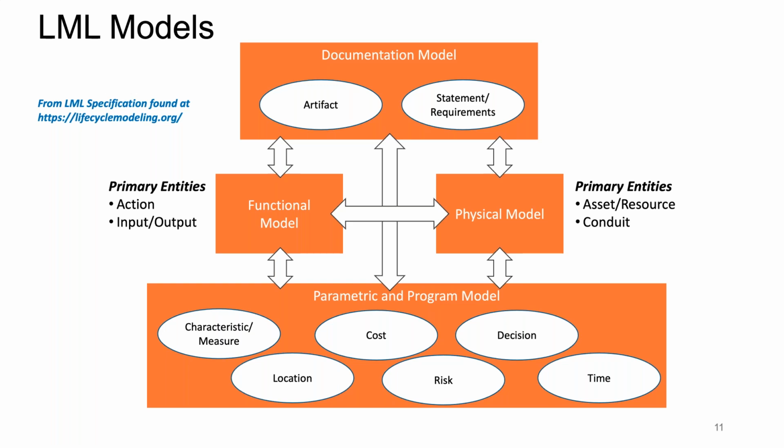You can take the distributions out of Riverbed for your network and then model that and put that into your analysis. But maybe you don't have that, maybe you're not that far down in your network, you want to make some estimates and do some parametric analysis, you could use it to do that. And then again, speaking of parametrics and program models, there are the other items in the classes below: characteristic, measure, location, cost, risk, decision, and time.